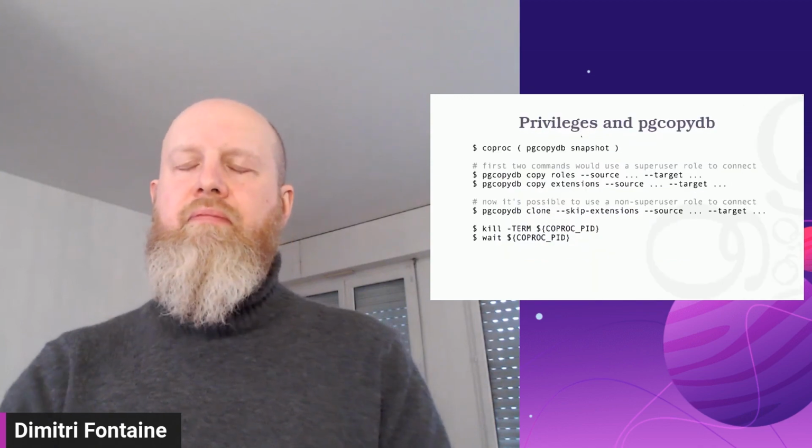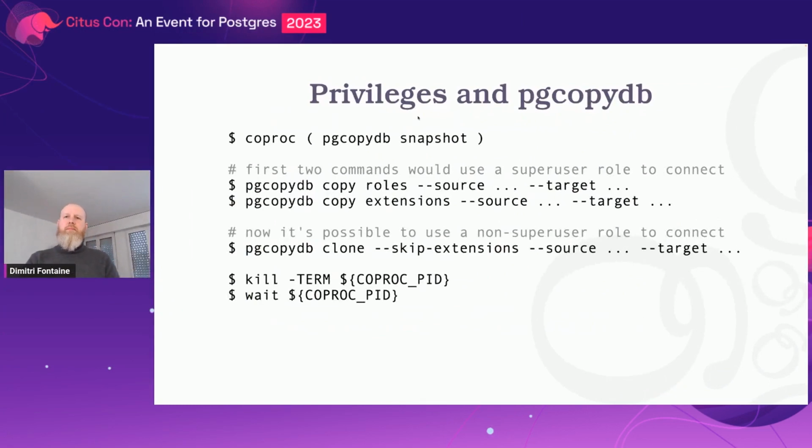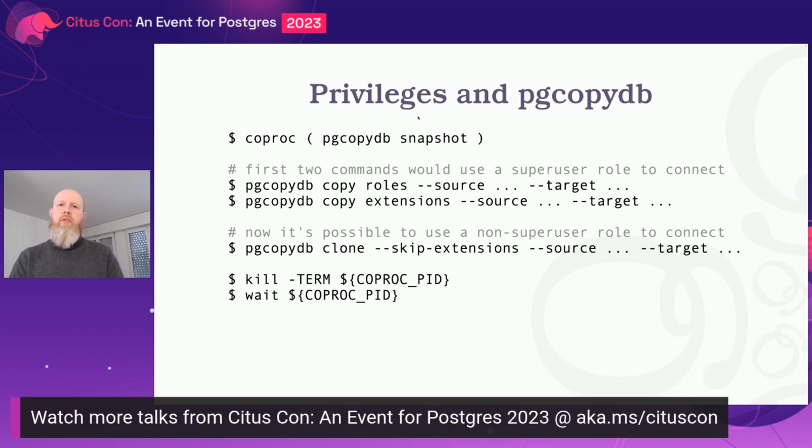And here is what it looks like. You grab a snapshot in a concurrent process. Coproc is a bash tool that allows you to run a process in the background. And then we can copy roles and extensions, typically using a superuser connection string. So if you're using a cloud system, usually they allow you to do the roles and extensions without being superuser, so you wouldn't typically need that. But on-prem, you do need to be superuser to migrate over the roles.